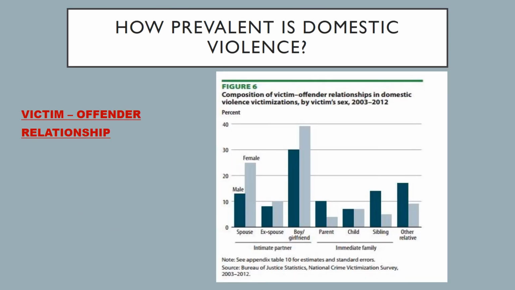Finally, when we talk about the prevalence of domestic violence, let's talk briefly about the victim-offender relationship. The figure you see here comes from the Bureau of Justice Statistics, the National Crime Victimization Survey, and it summarizes the decade of 2003 through 2012. It gives you a breakdown of the victim's sex and their relationship with the perpetrator. When we look at intimate partner, women, being the gray line, have a higher likelihood of being victimized by a spouse, an ex-spouse, or a boyfriend or girlfriend than men.